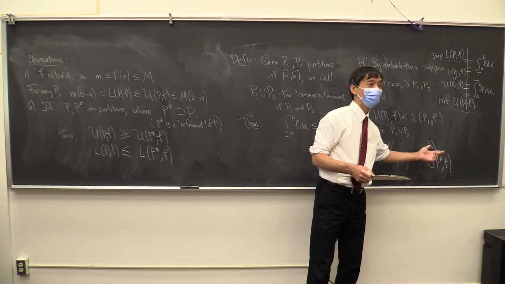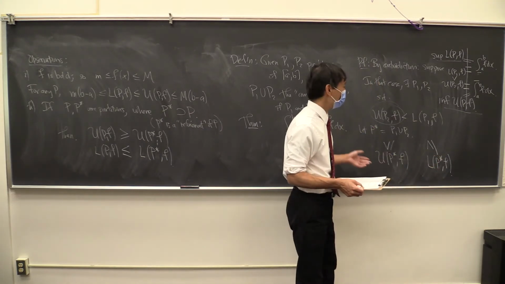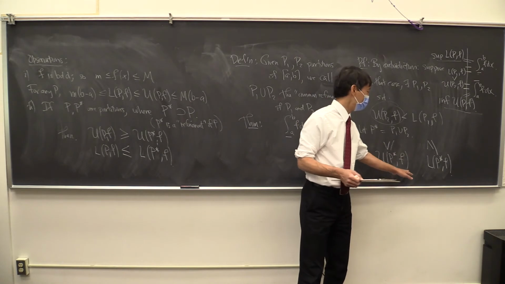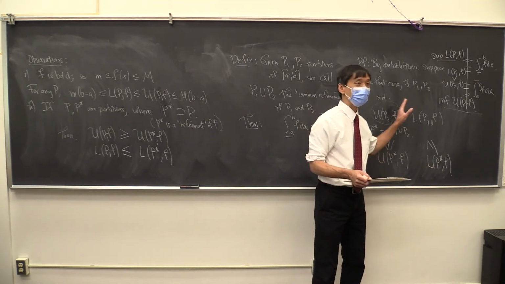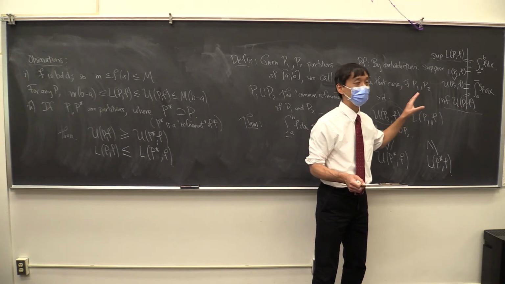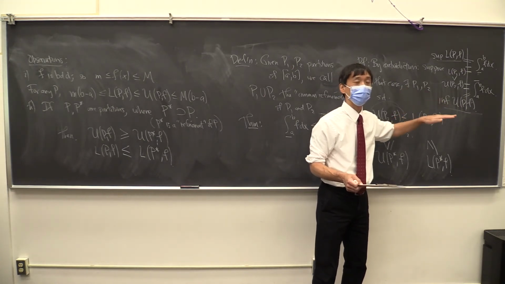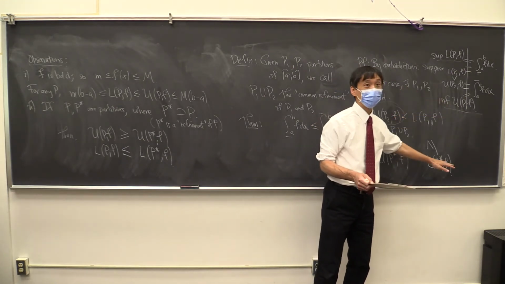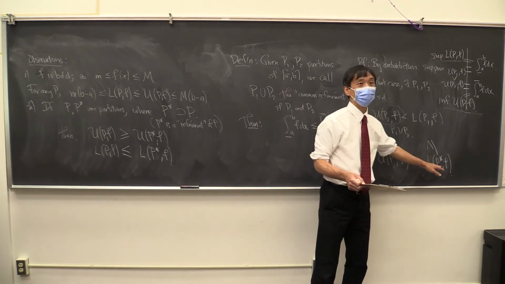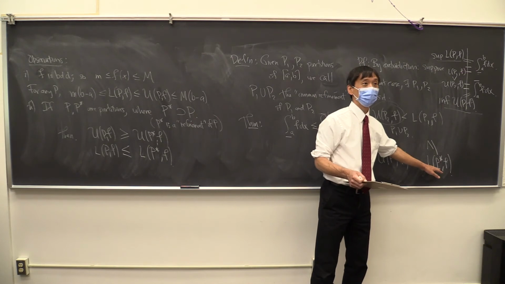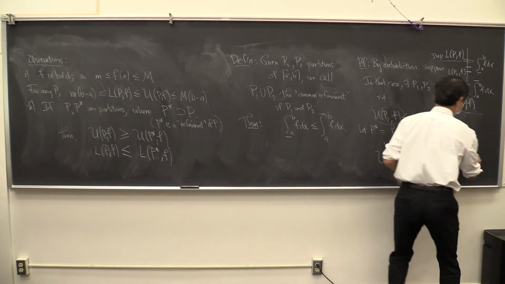That's impossible. You remember how we define the upper and lower sums. Upper sum, you take the sums of the maximums, sums of the supremums times the widths. This thing is sums of the infimums times the widths. There's no way that this is going to be strictly smaller than that. So that's a contradiction.